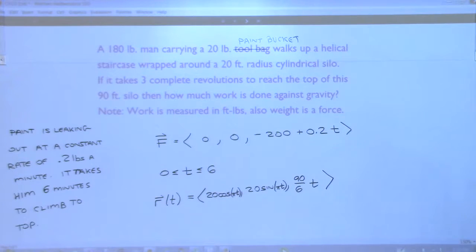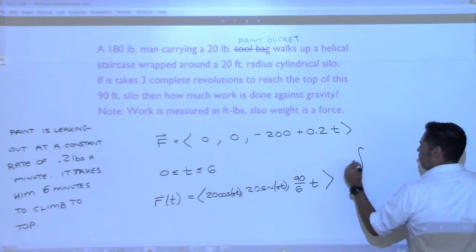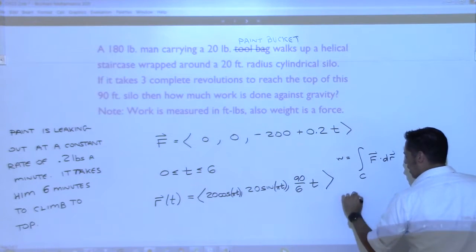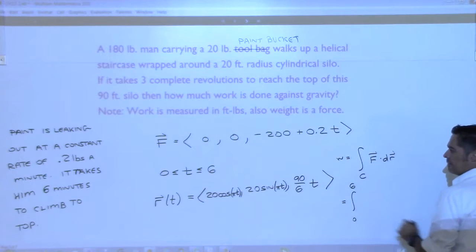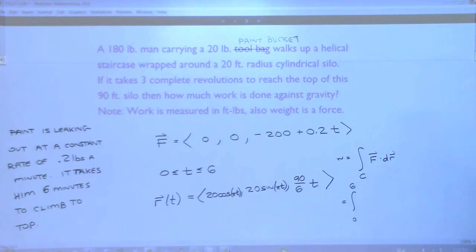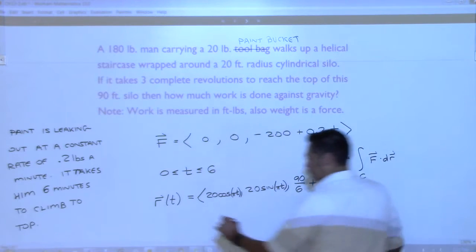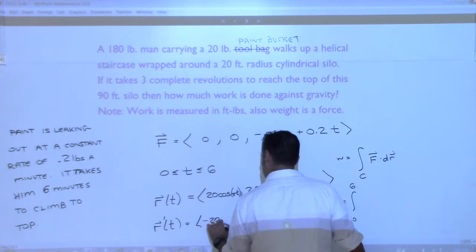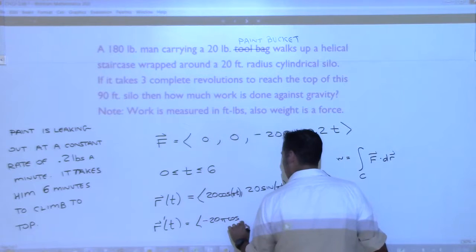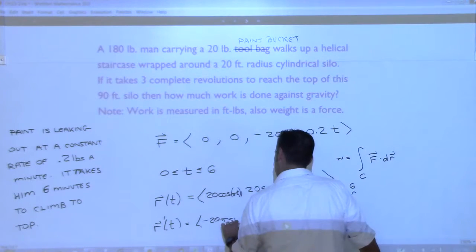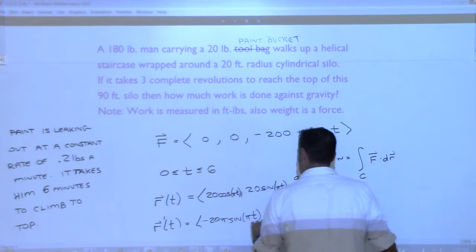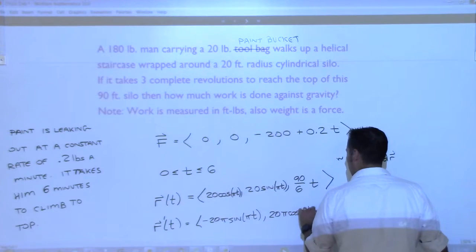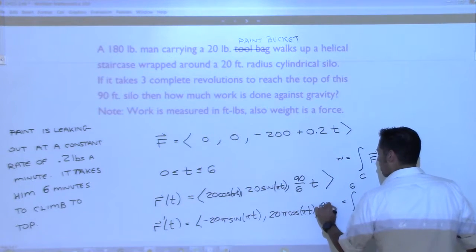All right, so now let's do this. The work is going to be the integral over this F dot dr, which for us is going to be now 0 to 6. The F we have, let's go ahead and dot them. Let's get the derivative of this here. Negative 20 pi cosine, sine pi t. And then positive 20 pi cosine pi t. Everyone's okay with that pi out there? And then the last one is just 90 over 6.